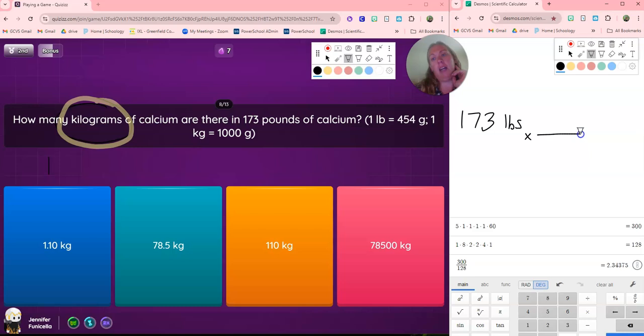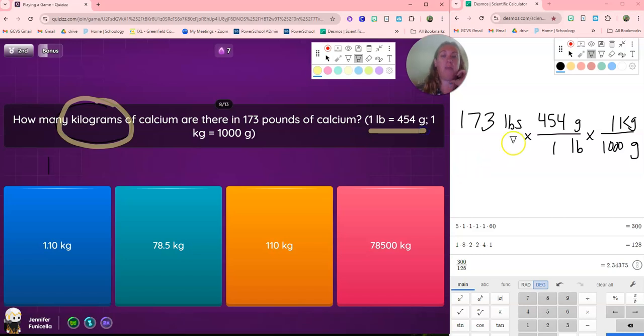So we need to multiply first to get it into grams, which is 1 pound is 454 grams. And then we need to cancel out the grams and get it into kilograms. So 1,000 grams is 1 kilogram. So I'm using these units here that are given to me. 1 pound is 454 grams. That's that equivalent fraction. And the second one I had was 1 kilogram is 1,000 grams. And that's right here.